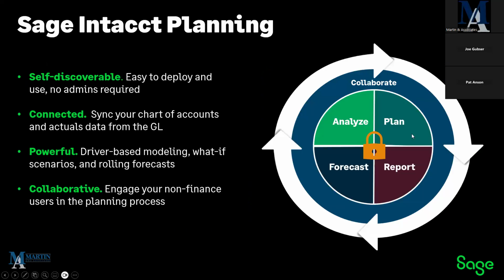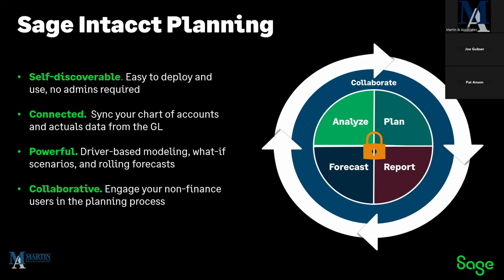Sage Intacct Planning is a product that can be used out there for budgeting and planning purposes. It's a collaborative approach to your budgets where instead of sharing spreadsheets across your company, you have Sage Intacct Planning that people can get into.